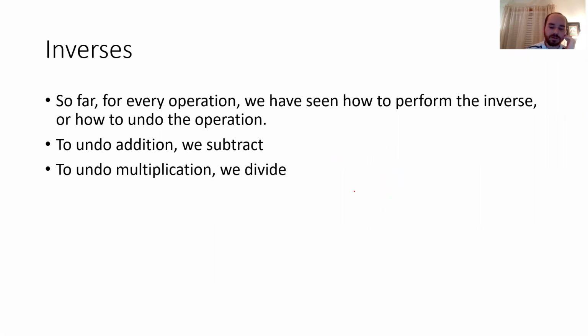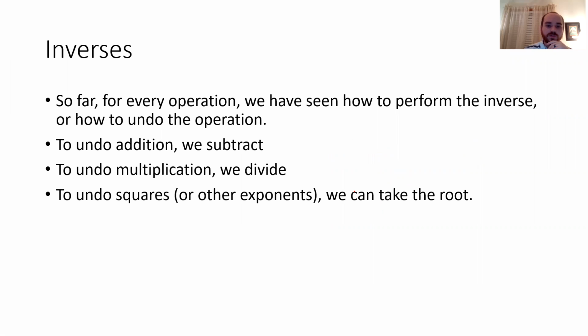Those will cancel out. To undo squares, so if we have like x squared or x cubed, we can take the root. In the case of squares, it's the square root. In the case of cubes, it's the cube root. In the case of x to the fourth, it's the fourth root, and so on and so forth.